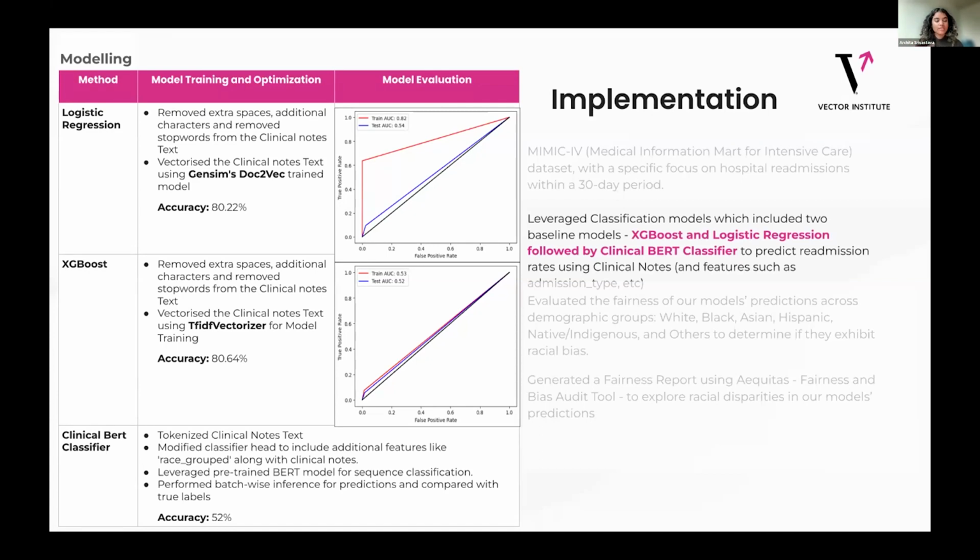Then the third one, which was the clinical BERT classifier, involved tokenizing the clinical notes text. And then we had to modify the classifier head in order to include additional features, such as race grouped, along with the clinical notes. Then we leveraged the pre-trained BERT model for sequence classification and performed batch-wise inference for predictions compared with the true labels. Now, unfortunately, in this case, the accuracy seemed to be very low, around 52%, but we can get more into that during the later part of the presentation.